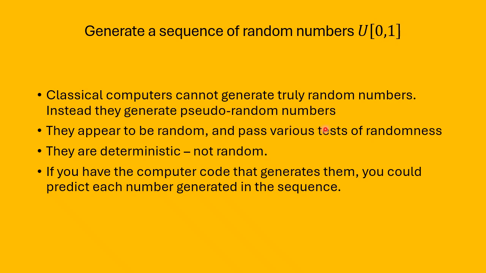There are books on random number generation and how to test them to see if the generation method is good enough. The sequences that we come up with are deterministic. They're not random. For instance, if you have the computer code that generates that sequence of numbers, you could use that code to predict each number generated in the sequence. But most likely we don't have the code in front of us. All we have is a function that spits out what look like random numbers, and we don't know how they were generated, but they really look random and have a specified probability distribution.